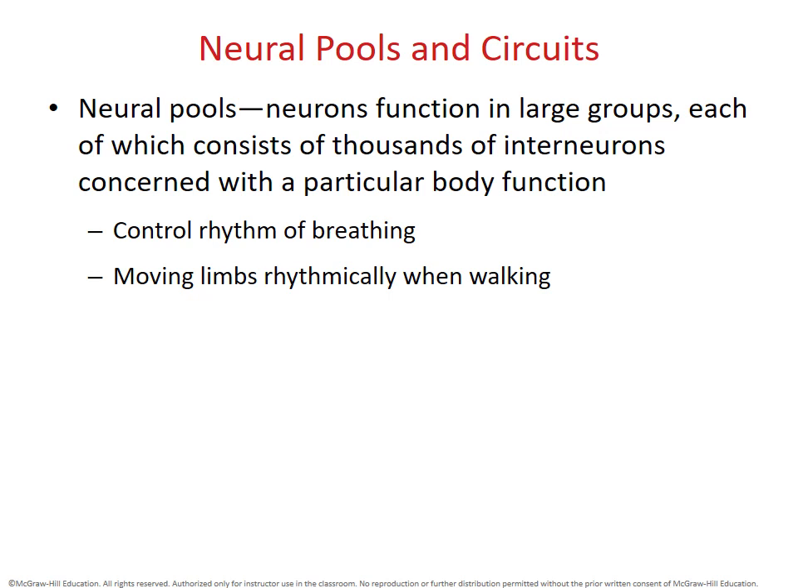So nuclei, remember we had nuclei in the brain. We talked about, and you will talk about this more in A&P2, we have nuclei that control heart rate or nuclei that control respiratory rate. These are neuronal pools or neural pools of neurons working together to control a specific function.